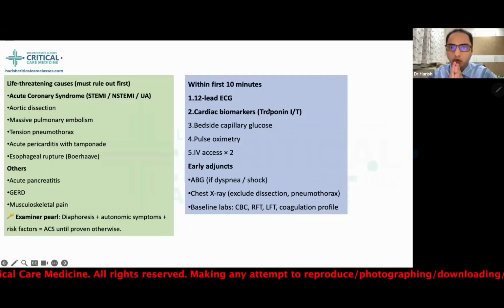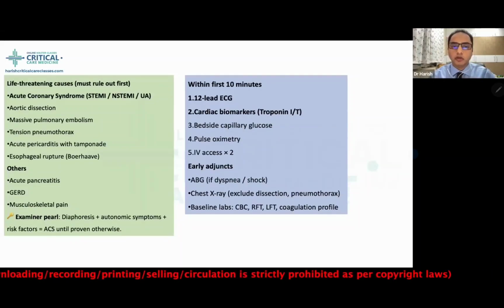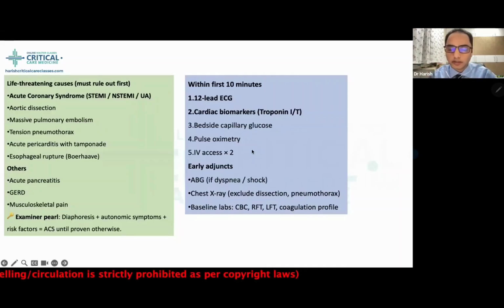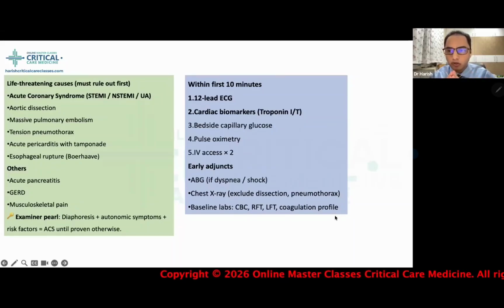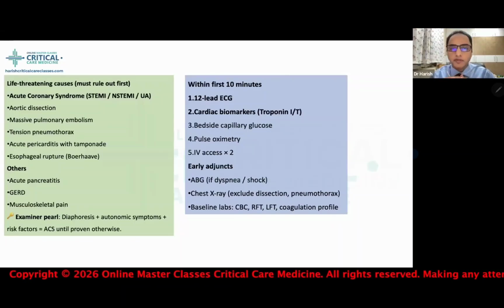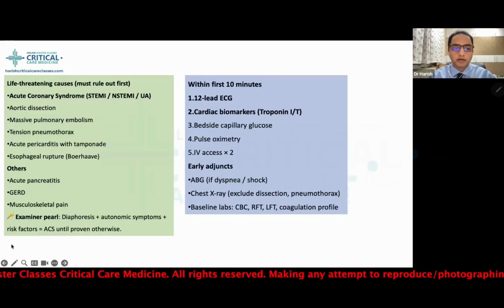Within 10 minutes, what investigations are you going to order? A 12-lead ECG, cardiac biomarkers including troponin I and troponin T, bedside capillary blood glucose monitoring, oxygen saturation, and at least 2 IV accesses because BP is borderline. ABG, if the patient has respiratory distress or shock, to understand the perfusion status. Chest X-ray helps in excluding aortic dissection and tension pneumothorax. Other baseline labs: complete hemogram, renal function test, liver function test, and coagulation profile. These are the first set of investigations we order in a patient with chest pain and multiple comorbidities presenting to the emergency department.